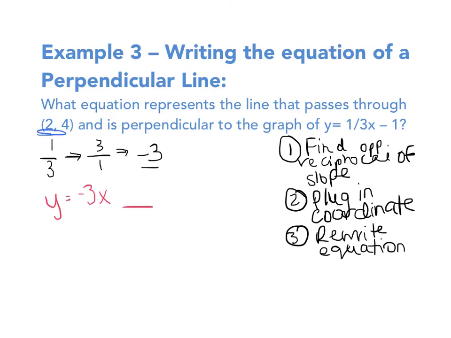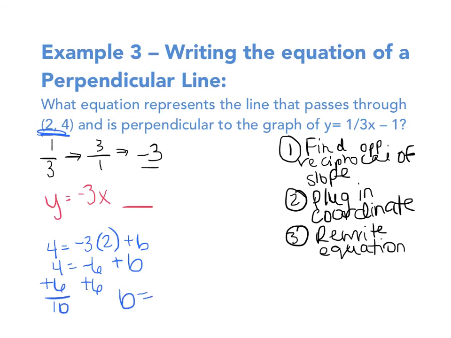So we're going to take our point, (2, 4), and plug it in. So 4 is y, 4 equals negative 3 times x, which is 2, plus b. 4 equals negative 6, multiplying negative 3 and 2, plus b. I'm going to add 6 to both sides, and we get b equals 10.